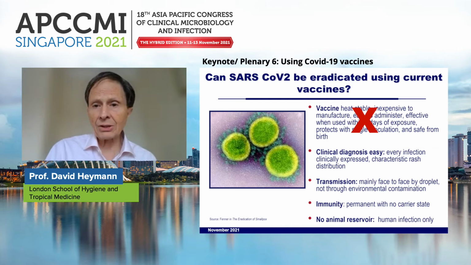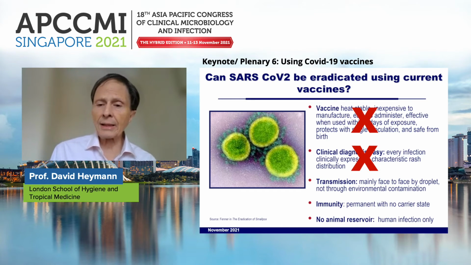Hopefully, there will be a vaccine one day that can prevent infection lifelong. Clinical diagnosis for smallpox was very easy. Every infection clinically expressed. That's not the case for SARS coronavirus 2. It doesn't express itself in all persons. In fact, there are many, many asymptomatic infections.